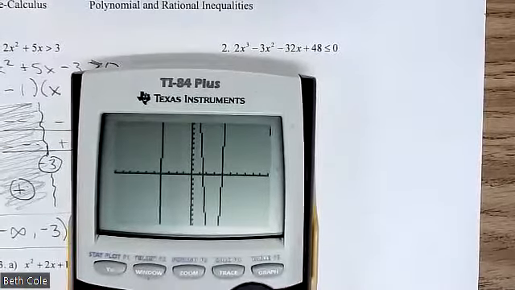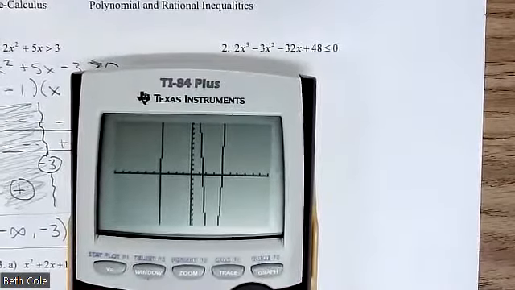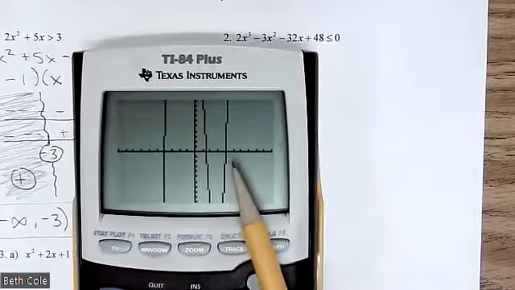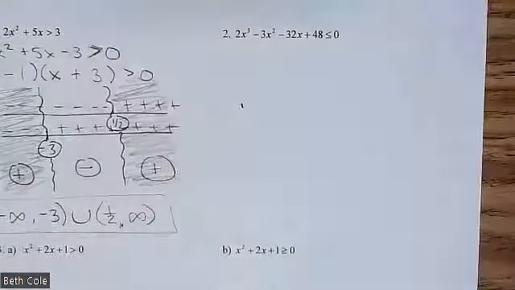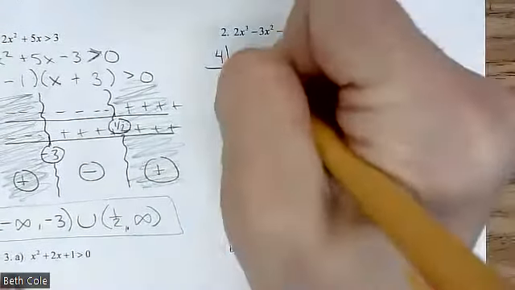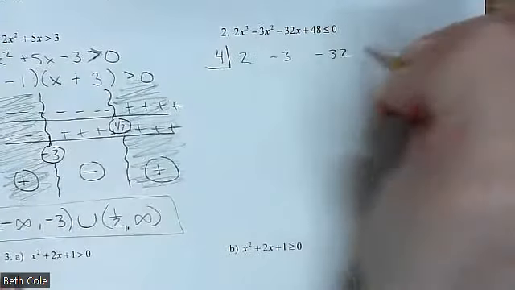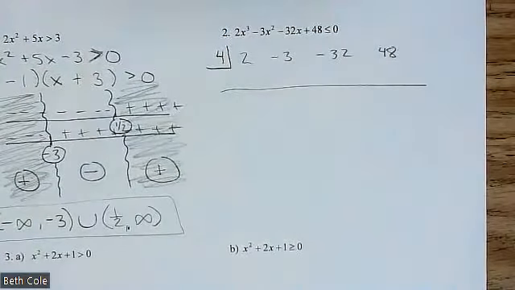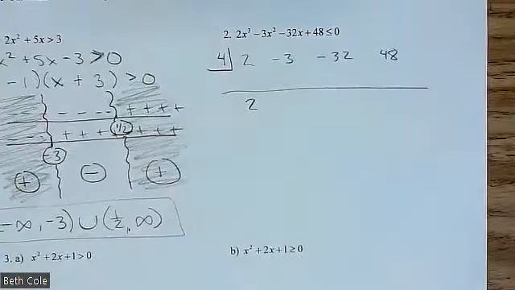All right, so we need one place where this touches the x-axis. What do you think? 4, do you guys see that? Right there? Okay, 4 goes in the little box. Is our countdown in order? Yes. 2, -3, -32, 48. Oh, what should the remainder be? Should be 0. Go ahead. Not should be, it will be 0. If you don't get 0, you had a whoopsie.